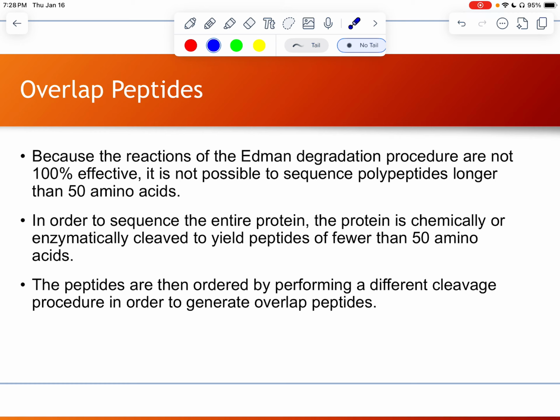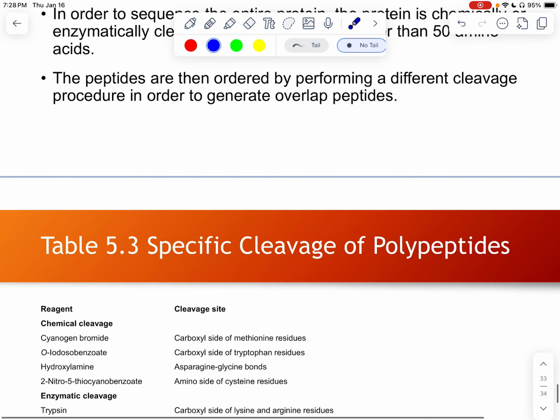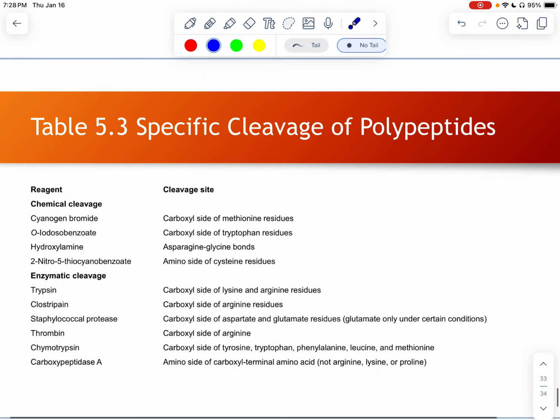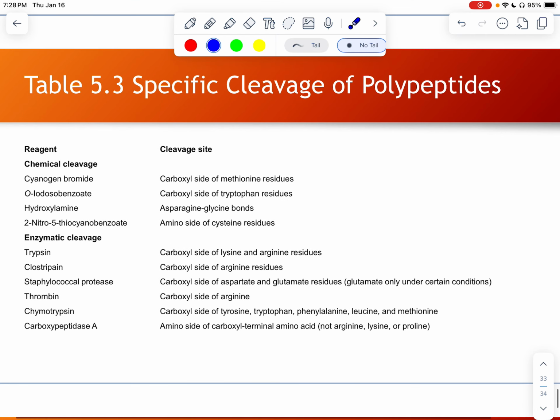So if we want to sequence the whole protein, first we're going to have to break it up into peptides that are 50 amino acids or fewer. And then we can analyze each of those, but we're going to have to figure out in what order they went together. So we are going to cleave those with a chemical or with an enzyme. And we have lots of different options.